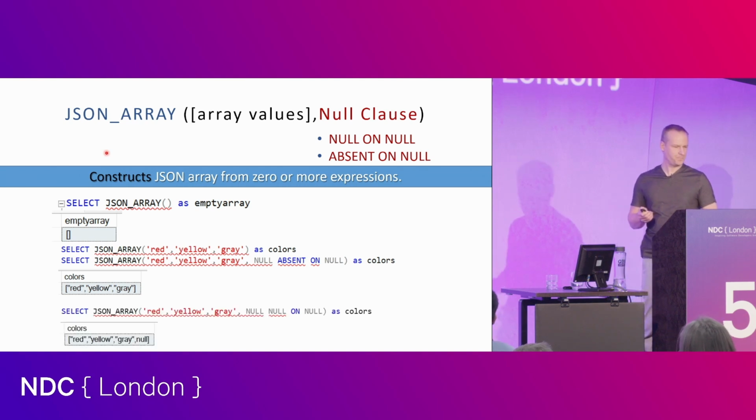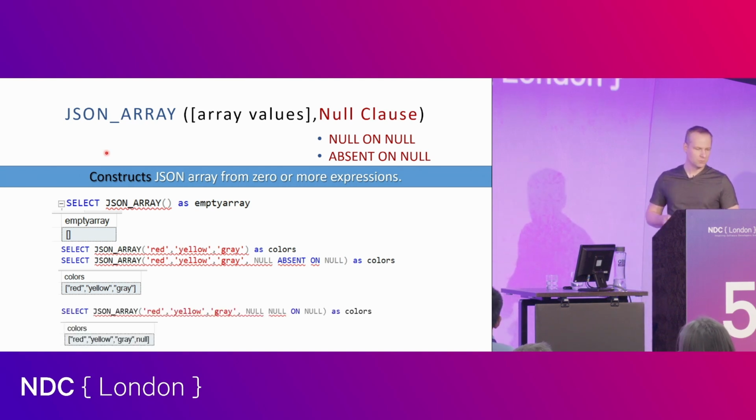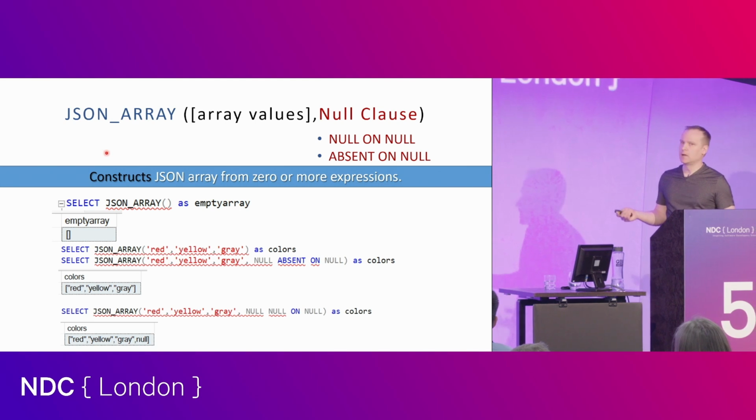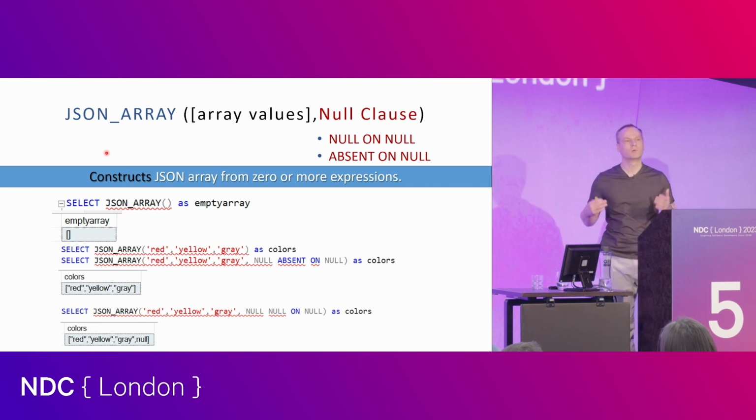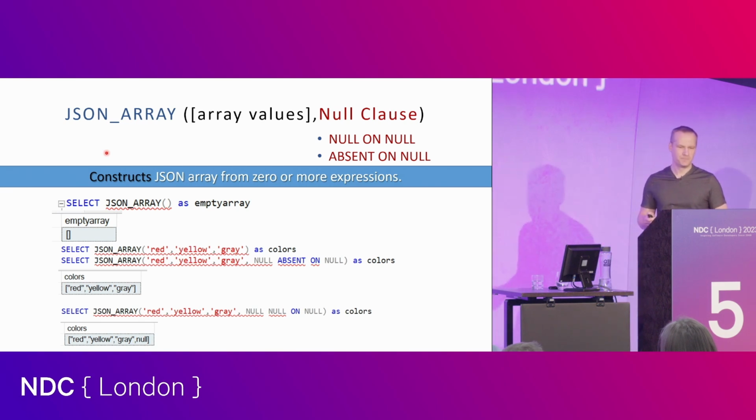If I want to actually save the null, then I can use NULL ON NULL. I know there's a lot of nulls out there, but as you can see, this returns the null in my colors array. So you have some control with the nulls this way.